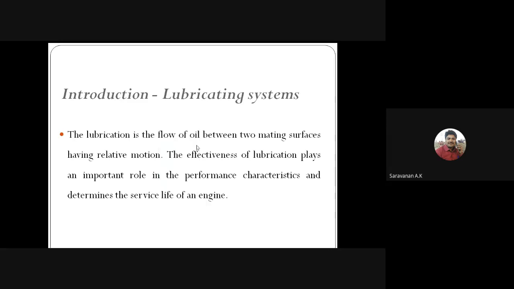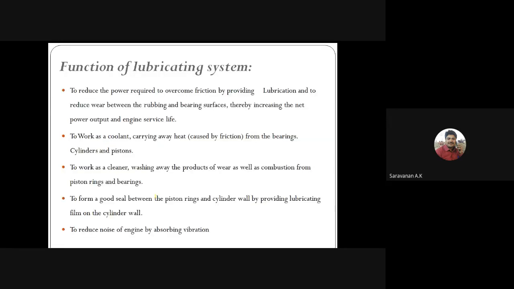Not only in engine parts, in any machine component, any machine, we have many mating surfaces and we have some relative motion between the elements, right? So we have to use the lubrication. Why? Because it gives better characteristics to determine the service life of the engine, right? So the lubrication is very, very important, right?